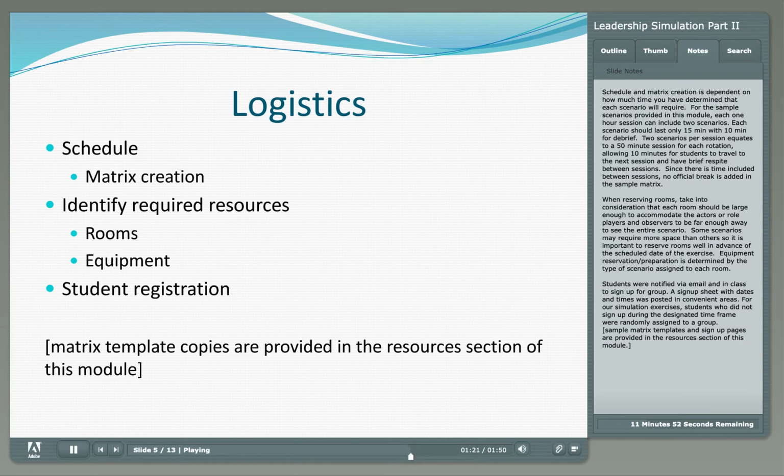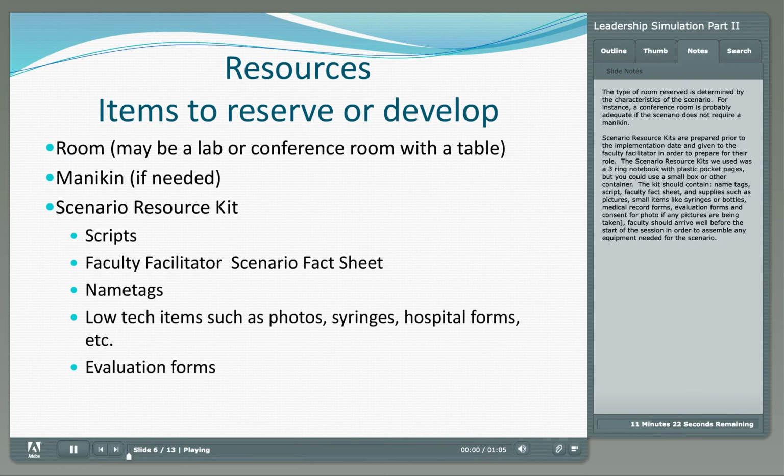Students were notified by email and in class to sign up for a group or register. A sign-up sheet with dates and times was posted in convenient areas for students. For our simulation exercises, students who did not sign up or register during the designated time frame were randomly assigned to a group. There are sample matrix templates and sign-up sheets for you in the resources section of this module.